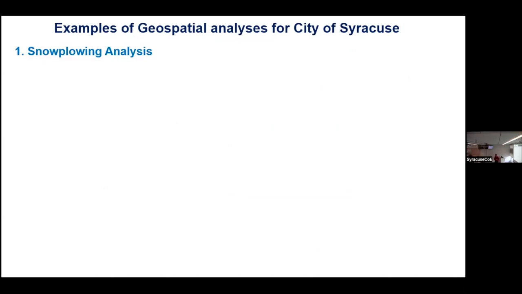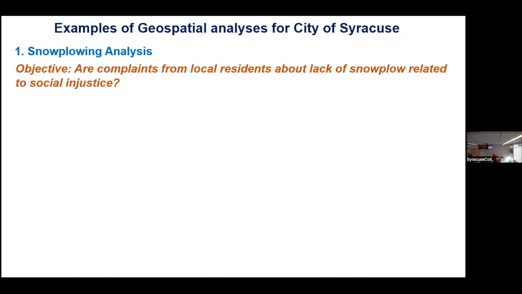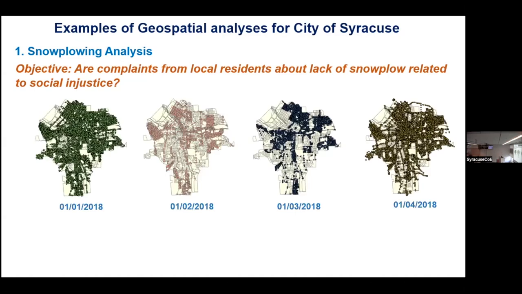Next, I will give you some examples of my own research and explain what we have done. The first one is the so-called snow plowing analysis. This comes from an idea: a couple of years ago, I heard from the news and from my colleagues that local people in Syracuse, during winter time, complained about the lack of snow plowing in their area. They called the city hall. This really made me wonder, what does that mean? Does that mean they are treated unfairly, or is this just the nature of the snow plowing structure? So with this question, I wanted to see whether there is a so-called social injustice in this kind of management.